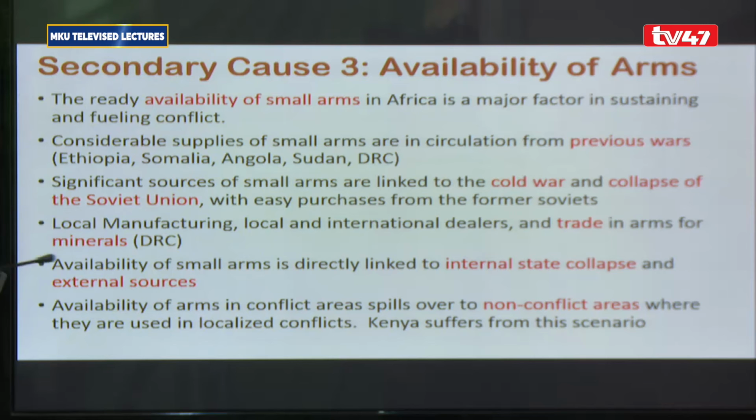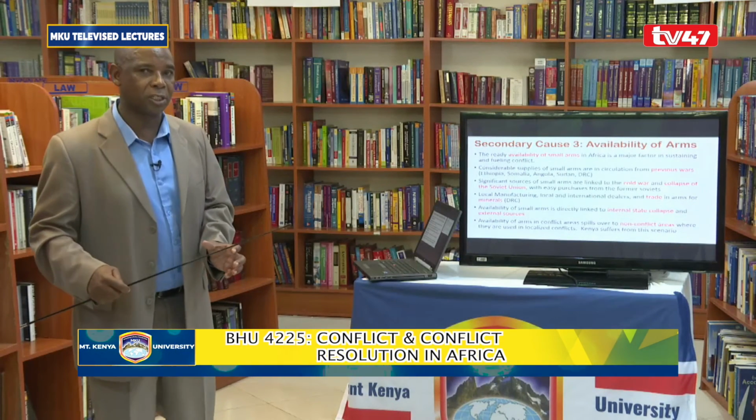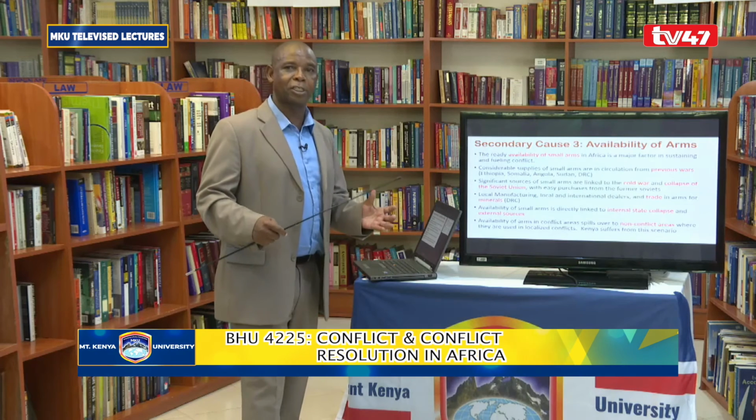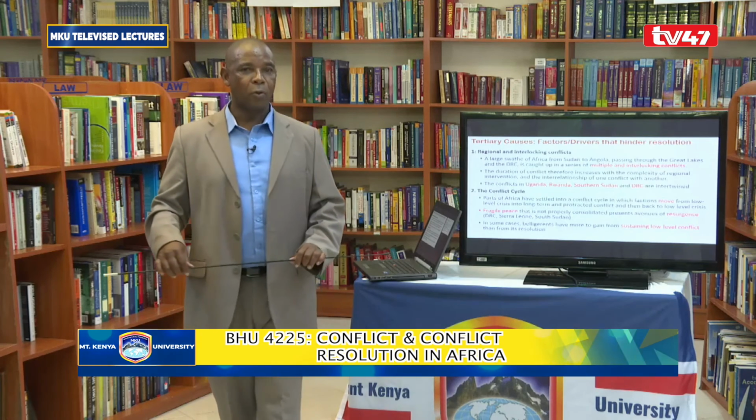And even in areas like Kenya, where we do not have conflicts, when we have conflicts in neighboring countries, these small arms spill over into countries like Kenya and are used by local communities to flare up conflict in those areas, where it is not even a conflict, but it is flared up by the availability of those small arms. Then we have finally the tertiary causes.